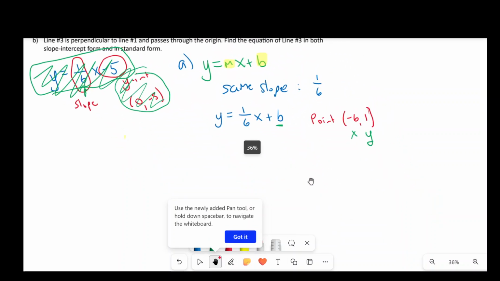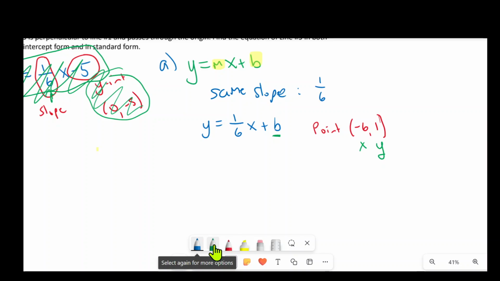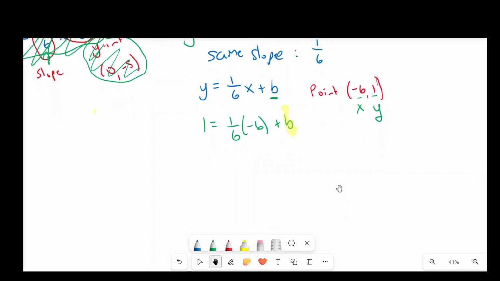There we go. So how do I find b? Well, I take the values of x and y that I know, and I sub them into the equation. So I know that if x is -6, y is 1. So I'm going to let y be 1 and x be -6. And what that means is the only unknown I have in that whole equation is b, so I can solve for b. So let's do this math.